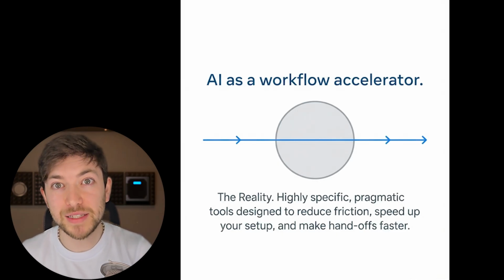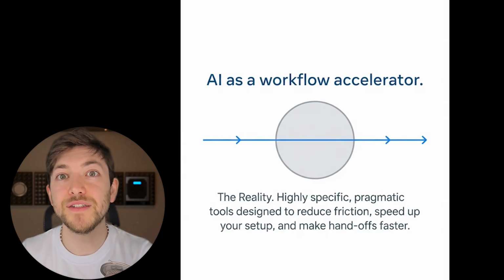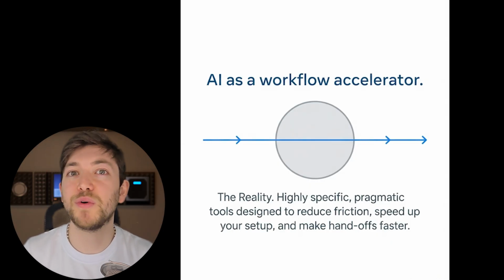How do I speed up my setup? How do I debug faster? How do I make content changes faster? Or even how do I make the handoff faster when I'm working with other people? Things very small, such as using AI for a pull request or something like that. That is what I want for this whole series.